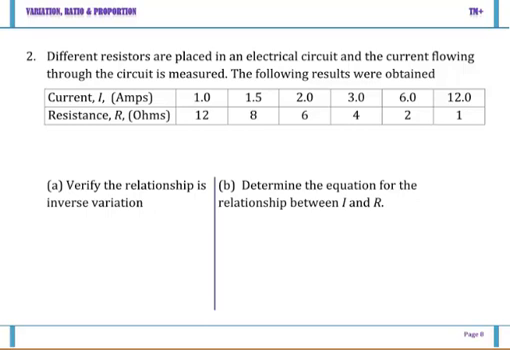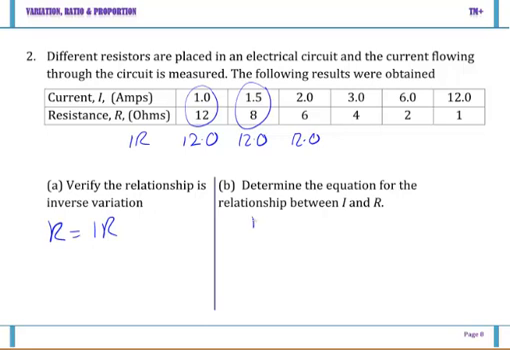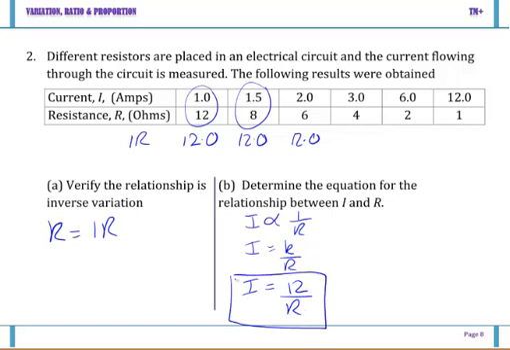Your other way is to work out K equals IR. So you multiply these values along, and you should get 12 every time. So that's another way of verifying it. So when I'm doing the relationship, I know that I is proportional to 1 over R. So I equals K over R, and I know K is 12. So I equals 12 over R. Okay, so please have a look at the textbook for that explanation.